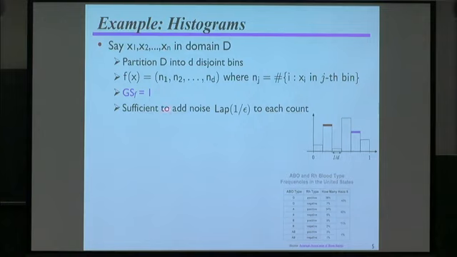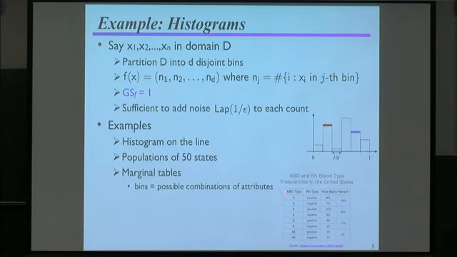The global sensitivity of this vector is 1, because if I add somebody to the data set, I'll increment one of these counts. If I remove somebody from the data set, I decrement one of these counts. So I could release this histogram by adding noise of about 1 over epsilon to each count. An example might be something like this: a breakdown of blood types in the U.S. population.